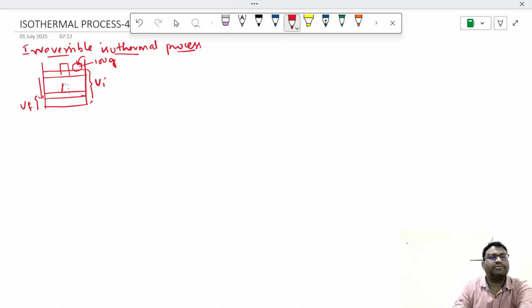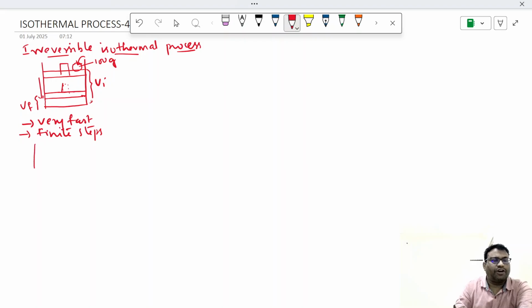In this irreversible isothermal process, this process occurs very fast. Okay, it occurs in finite steps. So here we have seen only this process occurring in a single step. So it can also occur in finite steps, 1, 2, 3, in that way. Right?